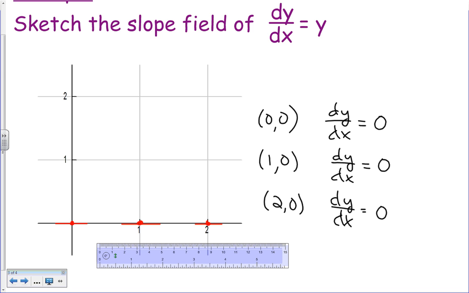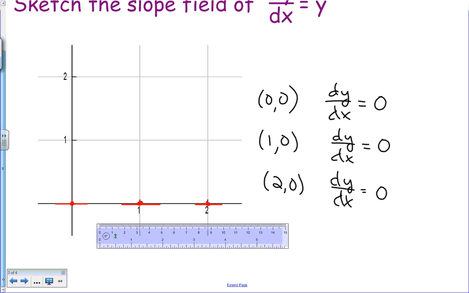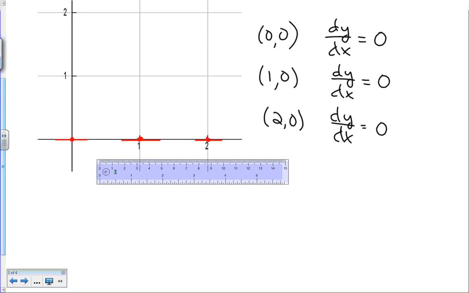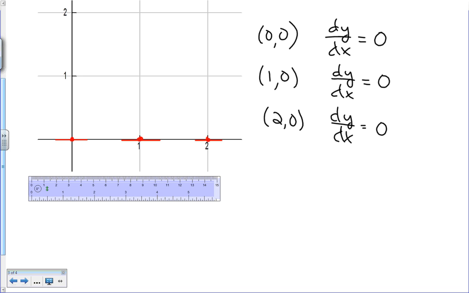We have a total of 9, like I said. So let's continue on. The next value to move to, I guess we'll move up. So we'll be at 0, 1.